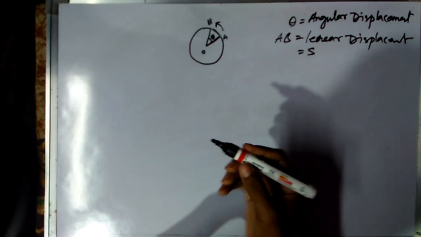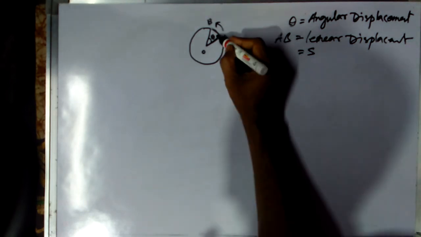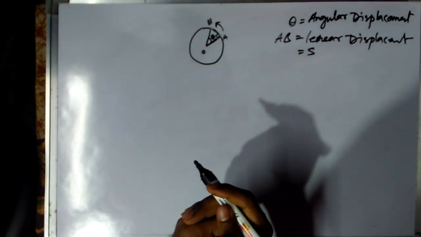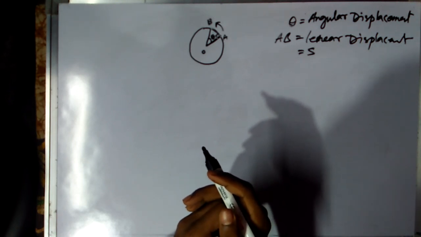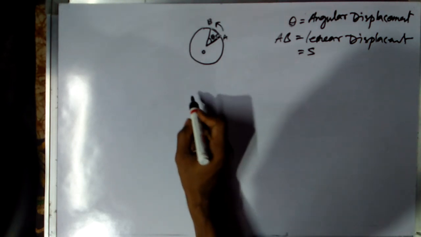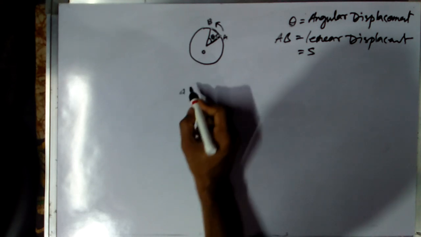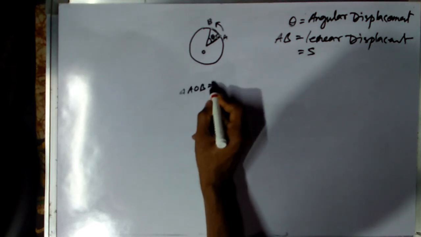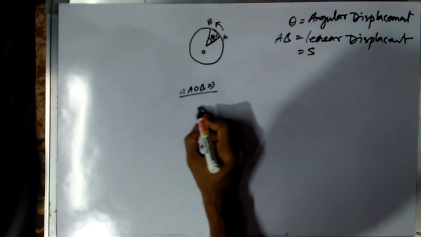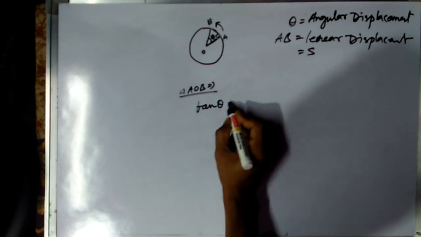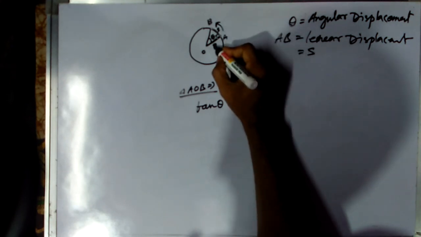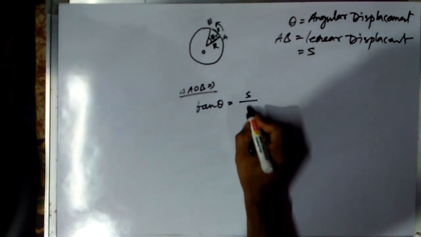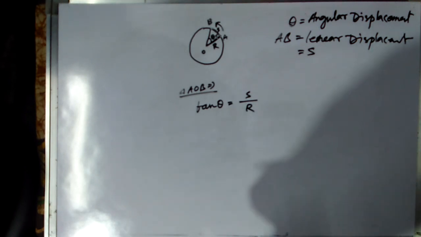If the theta is very small, this angle will be 90 degrees. Why? Because you know that the tangent always makes 90 degrees with the radius. So from triangle AOB, we can write that tan theta is equal to, if this is S and this is R, S by R, height by base.